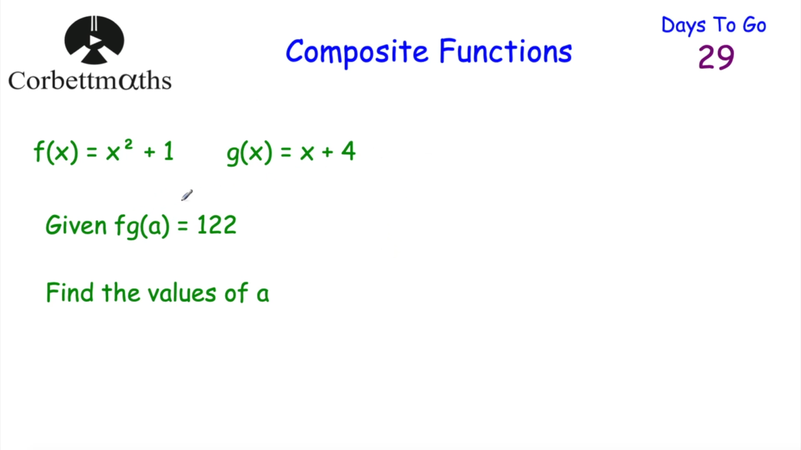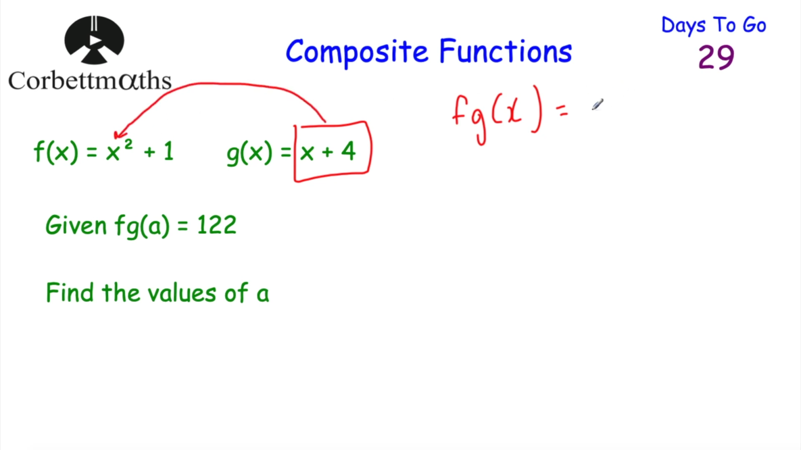Okay, so I'm going to find the composite function to begin with. We're finding fg(a), so I'm going to find the function fg(x). To find fg(x), I'd start off with x, apply function g, so that's x plus 4. And then I'd apply function f. If I replace the x with x plus 4, that'll be (x plus 4) squared, plus 1.